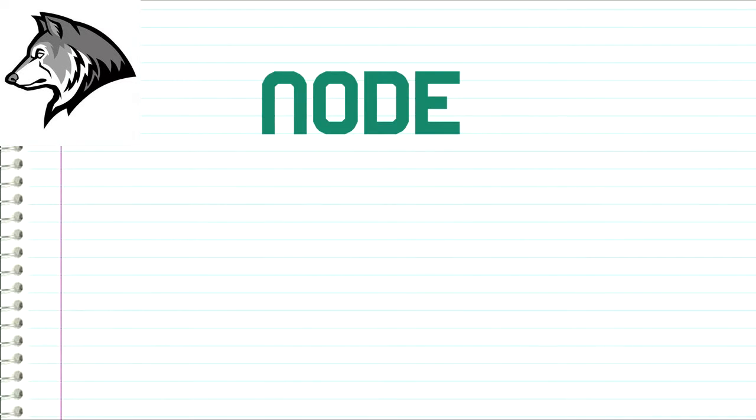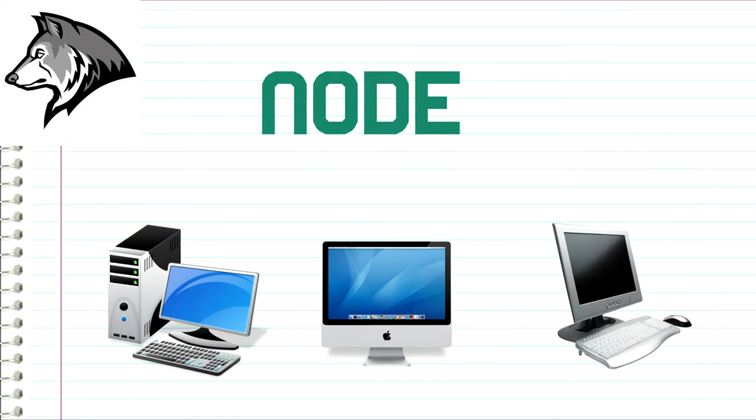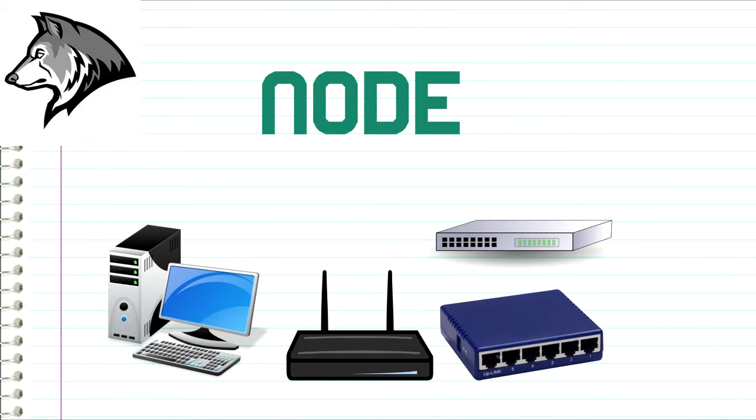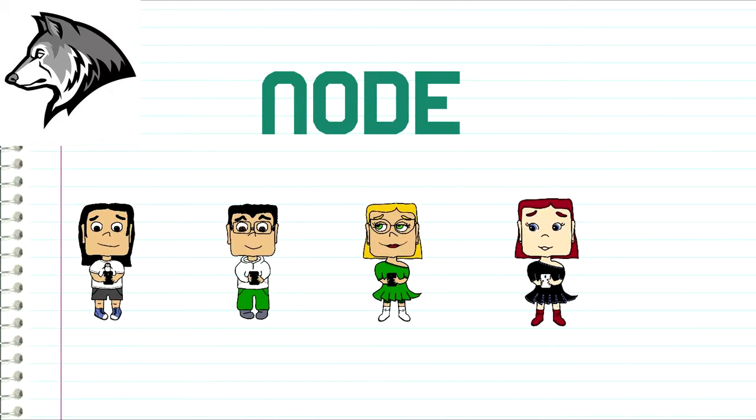I mentioned hardware devices that are called nodes. Node is a term we assign to every computer or device in a network. When I say node, I can be referring to a computer, a router, a switch, a hub, and so on. Basically anything connected in a network is a node. In my example, nodes would be Nick, Jack, Molly, and I.